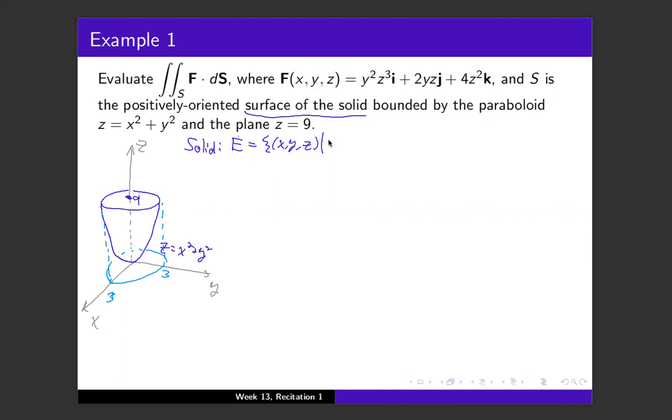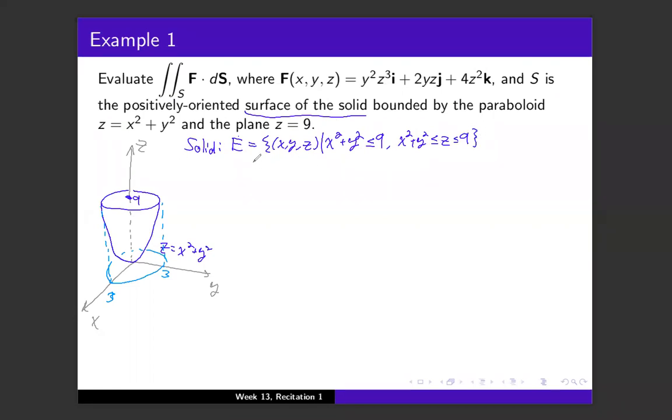So it's all points x, y, z so that x squared plus y squared is less than or equal to 9, which also makes sense because z is x squared plus y squared and z is bounded above by 9, so it has to be everything less than 9. And meanwhile, z is between x squared plus y squared and 9: x squared plus y squared is less than or equal to z, less than or equal to 9.